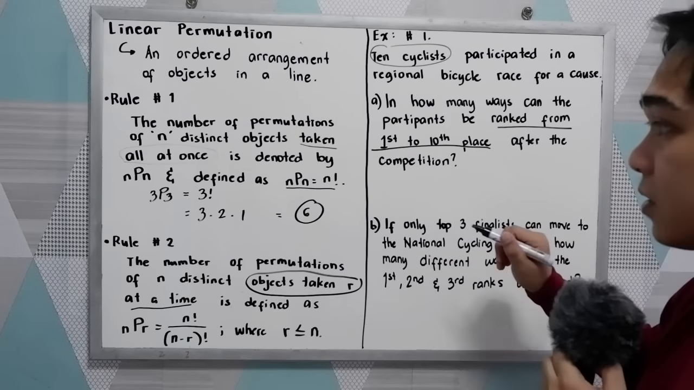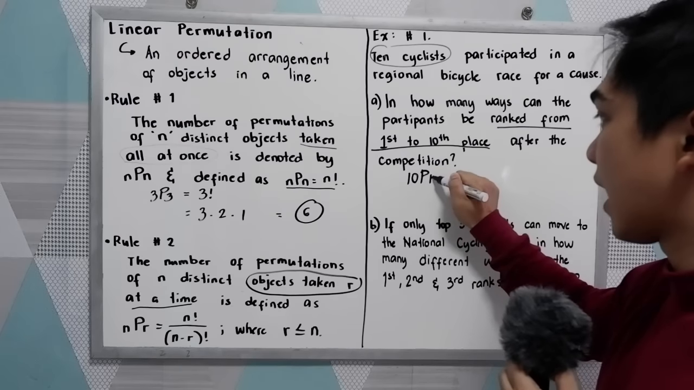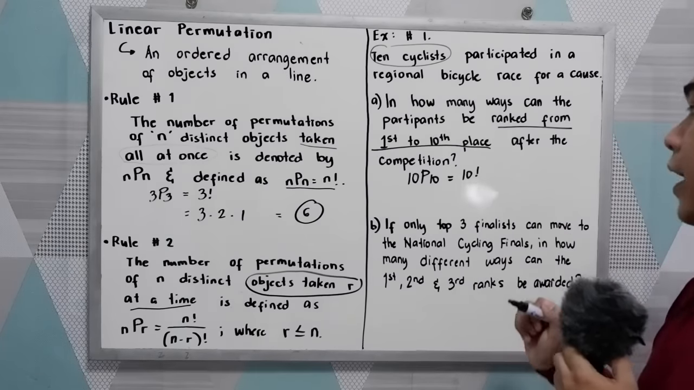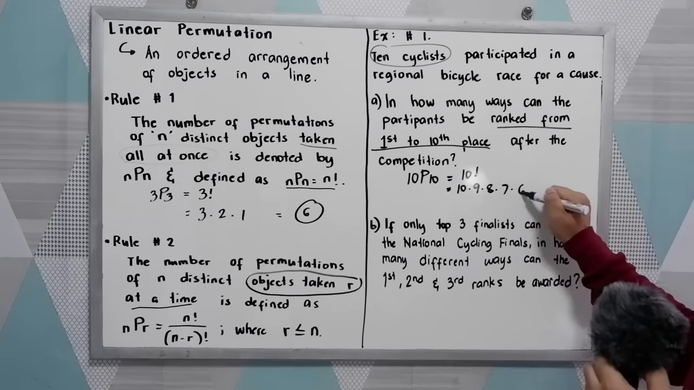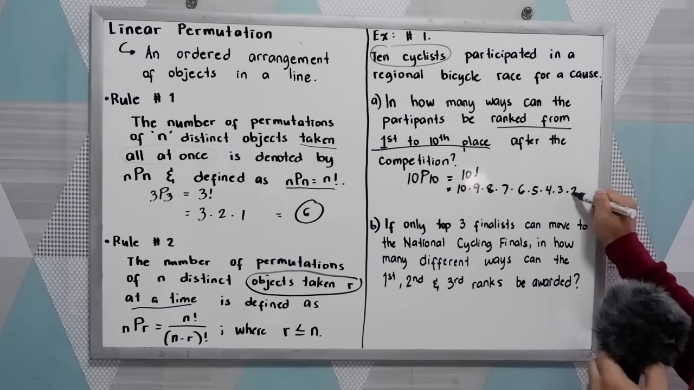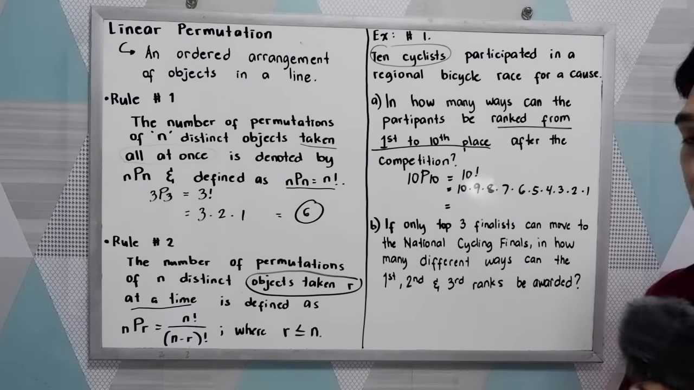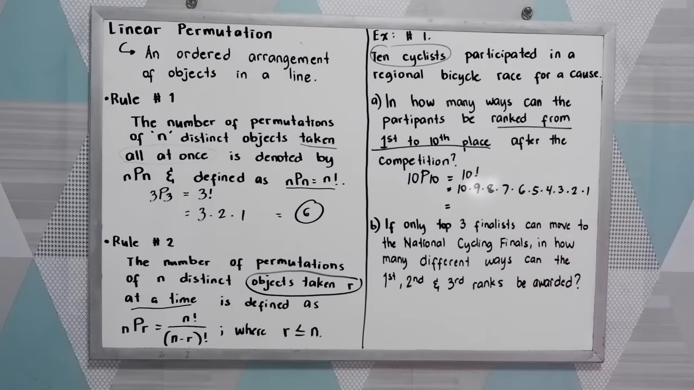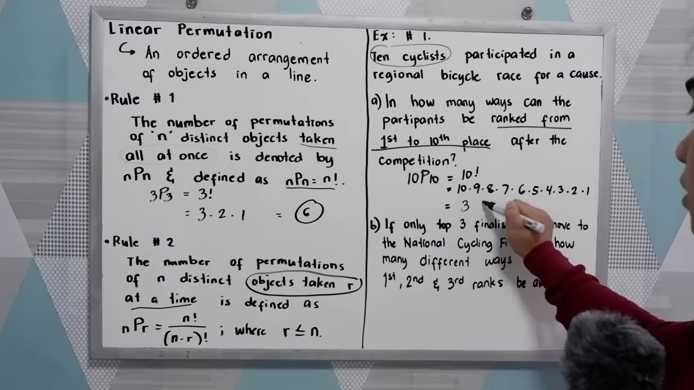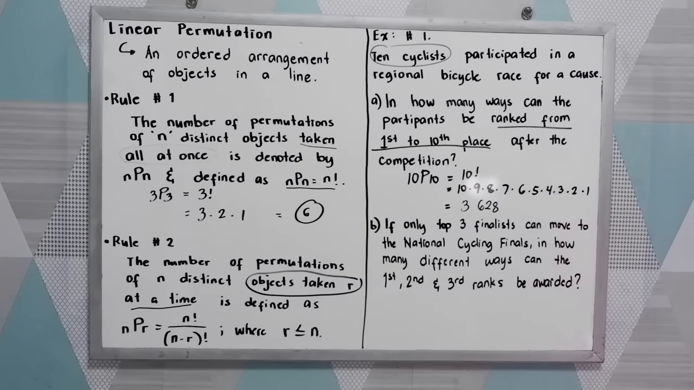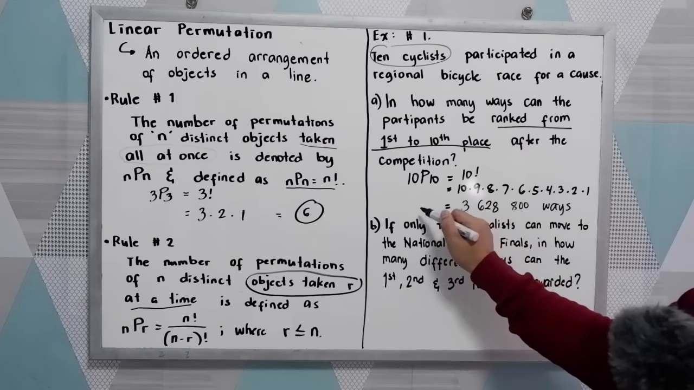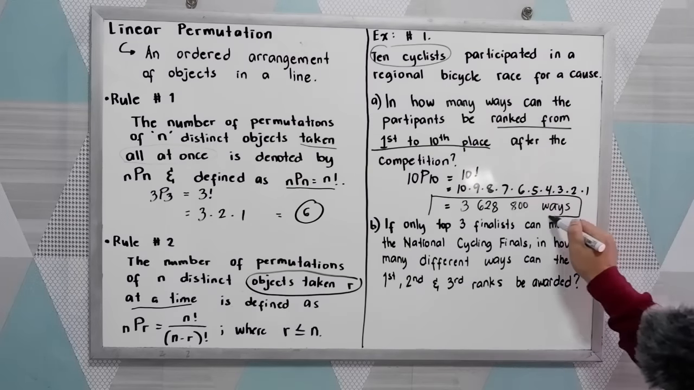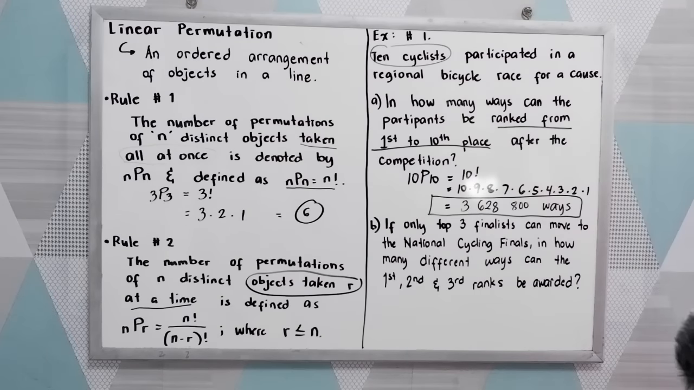So that means to answer this, we have 10P10. So that is 10 factorial. To simplify, that is 10 times 9 times 8 times 7 times 6 times 5 times 4 times 3 times 2 times 1. And to get the final answer, that is equal to 3,628,800 ways. Okay, that would be our final answer: 3,628,800 ways.